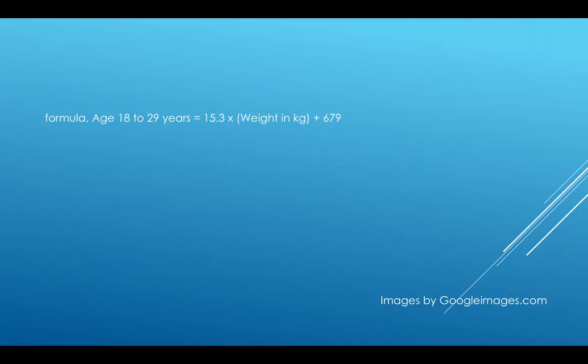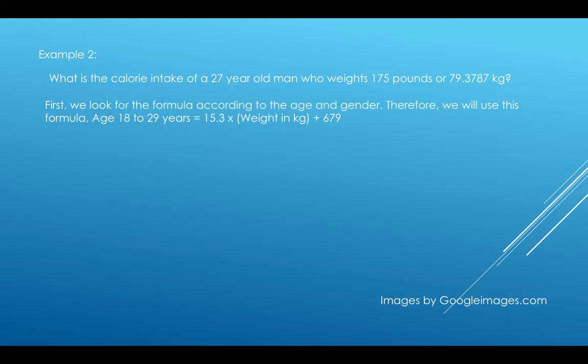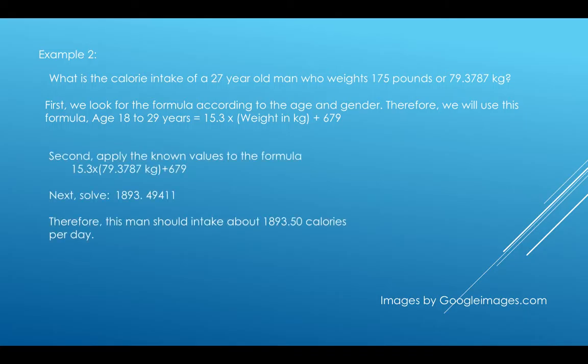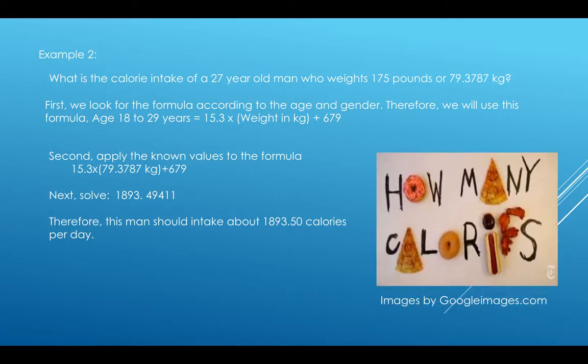Next, we have example number 2. What is the calorie intake of a 27-year-old man who weighs 175 pounds or 79.3787 kilograms? So first we're going to do the same steps. We look for the formula according to the age and gender. Therefore, we will use this formula, which is we look at the category age 18 to 29 years. Remember, this time we're doing a male, so we have to look for the male formula. And it says that we multiply 15.3 times the weight in kilograms, which is given, plus 679.